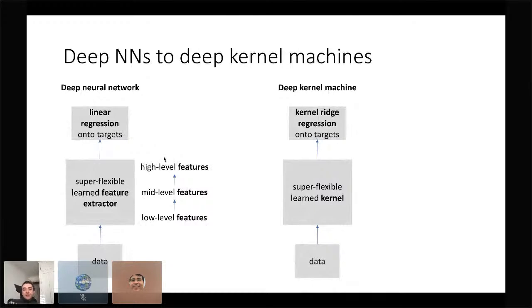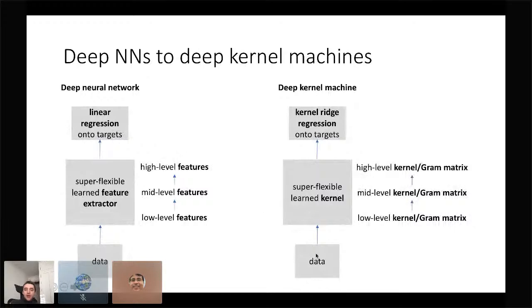Okay, so that gives some inspiration about what a deep kernel machine should look like. In particular, we should take the data and transform it into a low level, and I'm now going to switch to using the terminology of a gram matrix rather than a kernel. So we take the data and transform it to a low-level gram matrix. Then we somehow flexibly transform that into a mid-level gram matrix, then flexibly transform it into a high-level gram matrix. Then we use that high-level gram matrix to do kernel ridge regression, or as the covariance of a Gaussian process.